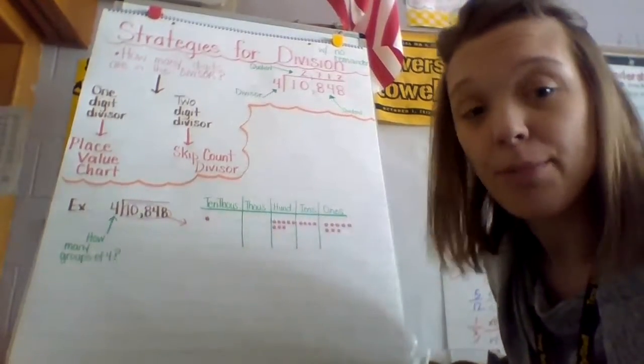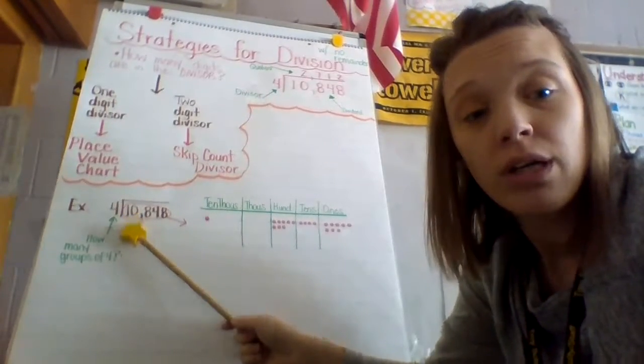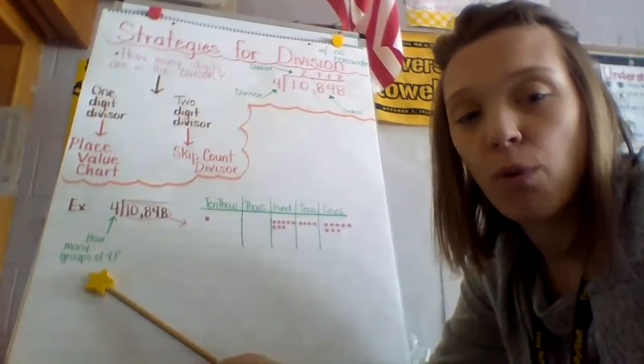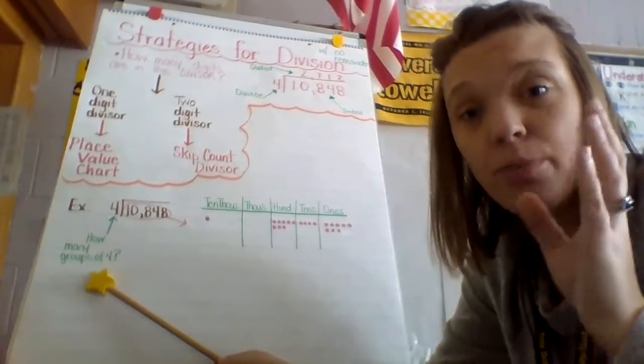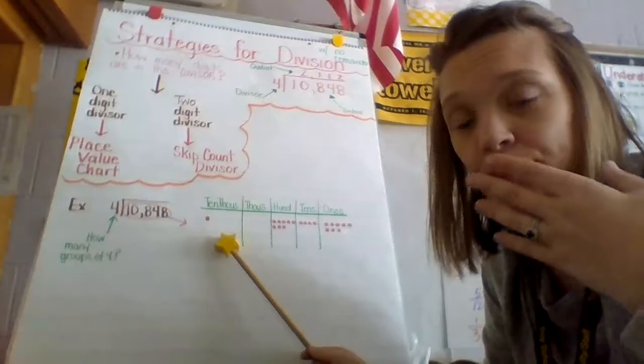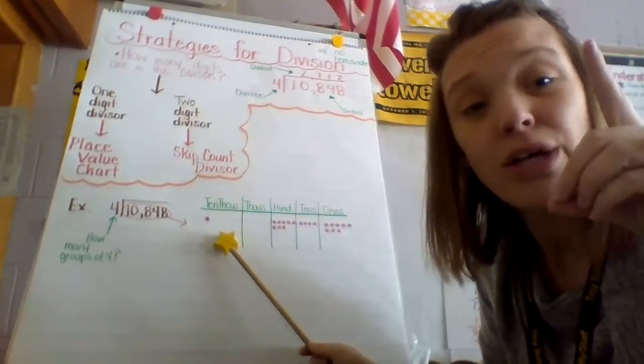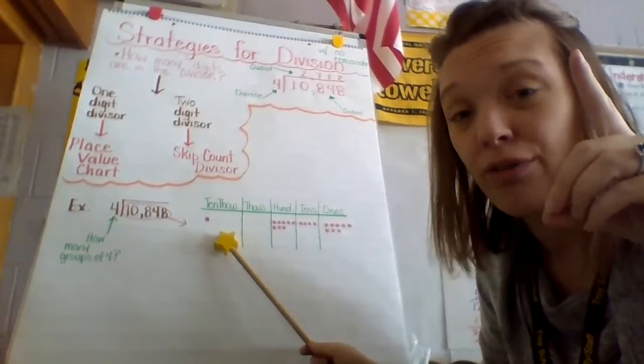That's the first step. Now I'm going to look at my divisor. My divisor is a 4. I'm going to ask, how many groups of 4 can I make in each place value? I'll start with the largest place value, the 10,000s. I see there's only one place value disk, so I cannot make a group of 4.